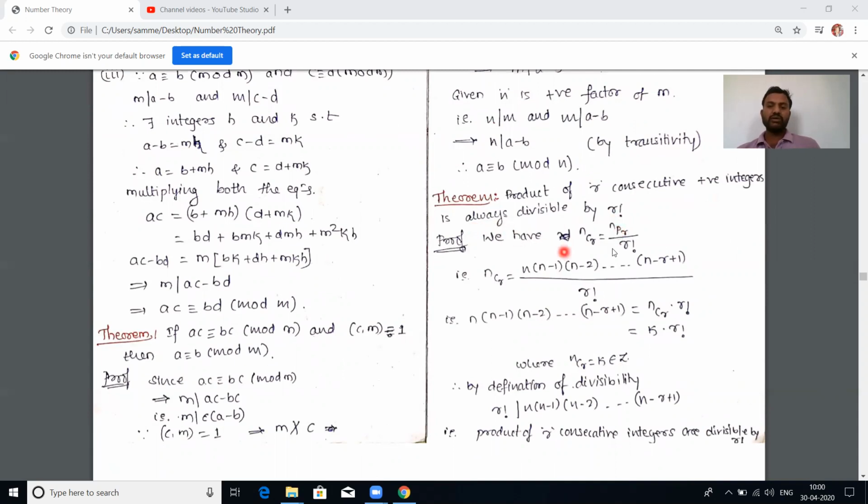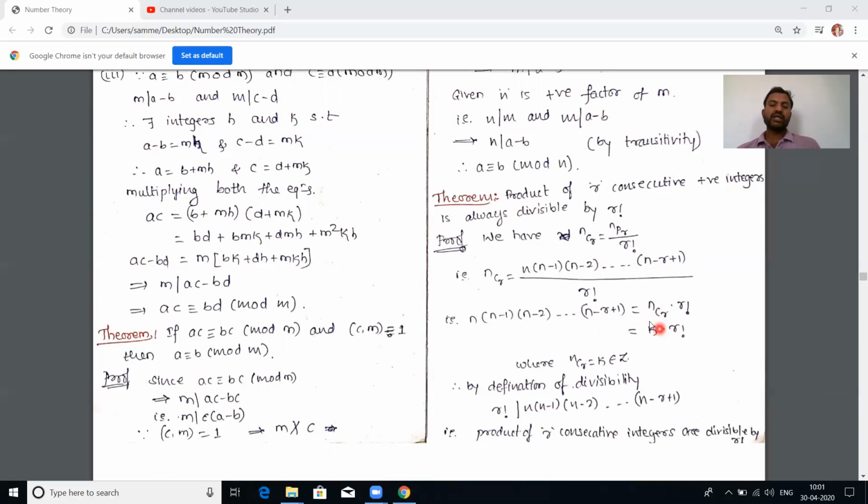We know the formula for nCr is nPr divided by r factorial. nPr means n into n minus 1, n minus 2, and so on up to n minus r plus 1. So nCr equals that divided by r factorial. Therefore, n into n minus 1, n minus 2, and so on up to n minus r plus 1 equals nCr into r factorial.